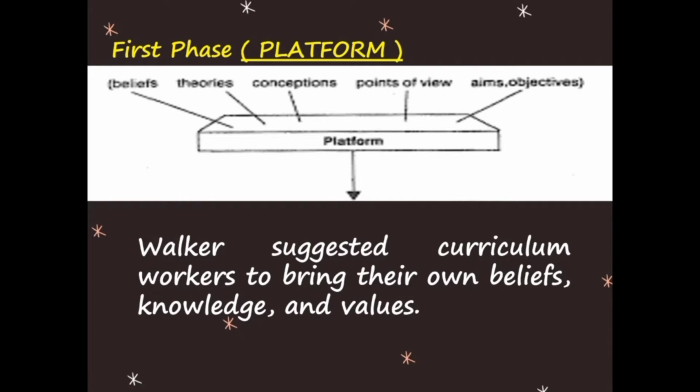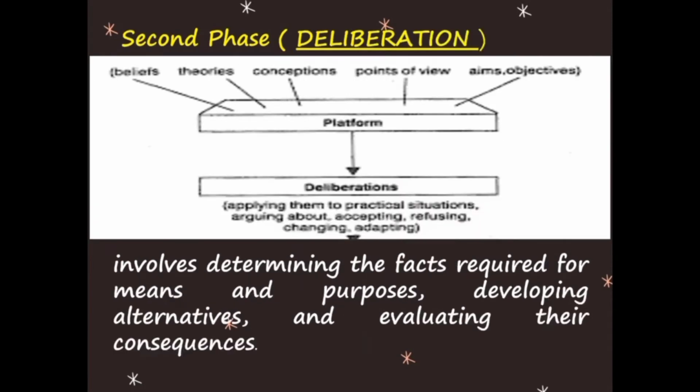The second phase is the deliberation. In deliberation, it involves determining the facts required for means and purposes, developing alternatives, and evaluating their consequences. This phase also is responsible for analyzing the cost and effect of several alternatives and selecting the best alternative for the curriculum task they are about to do.